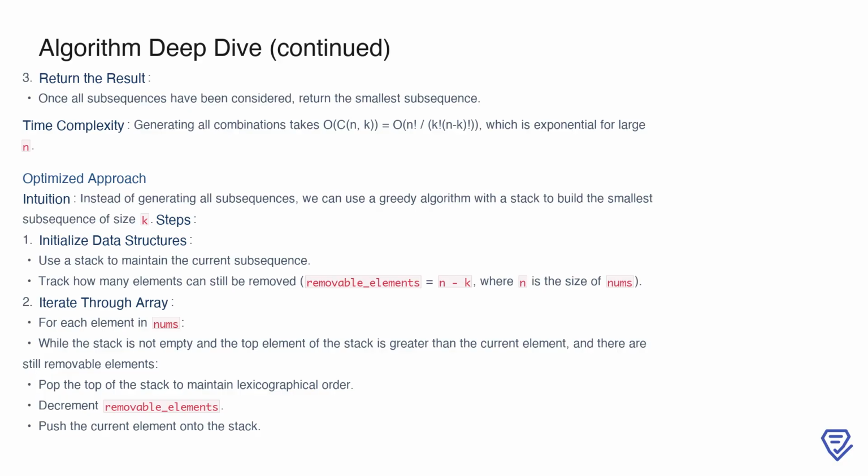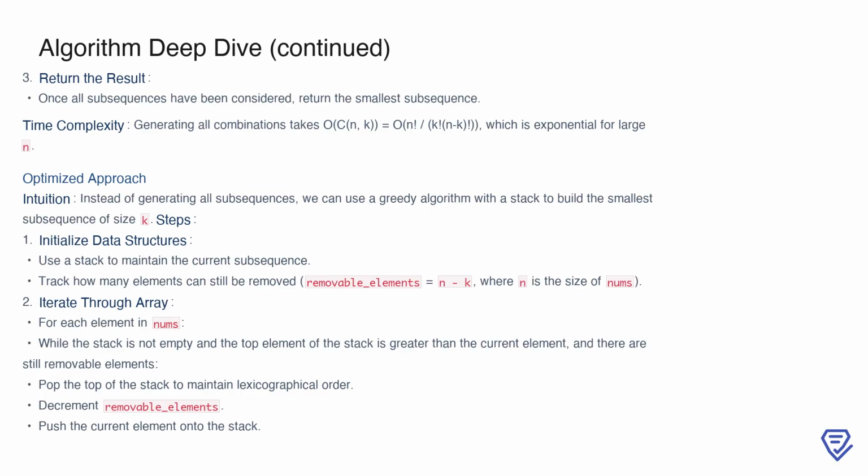Now, to address these inefficiencies, we turn to an optimized approach that leverages a greedy algorithm. The key insight here is that instead of generating all subsequences, we can maintain a dynamic structure, specifically a stack, to directly construct the smallest subsequence of size k. Here's how it works. We initialize a stack to keep track of our current subsequence, and we calculate the number of elements that can still be removed, which is given by n - k, where n is the size of the array.